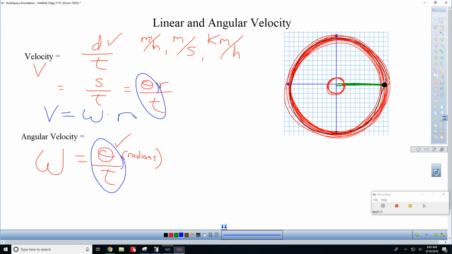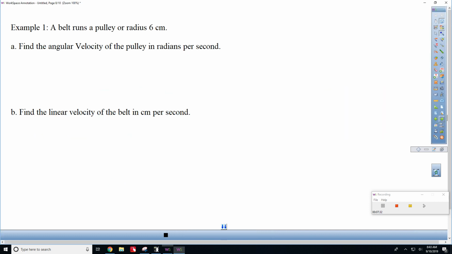Okay? So these are all equations you're going to use. And so you're going to want to have a list of them. And how quickly you're able to do this really depends on which equation you use. So let's get started.